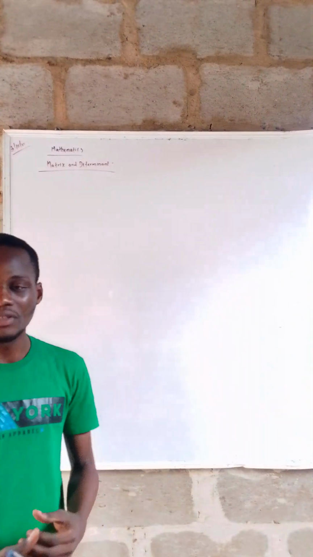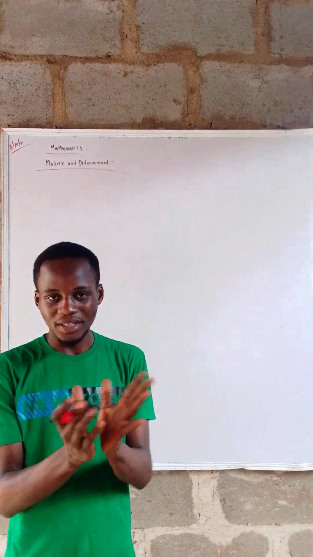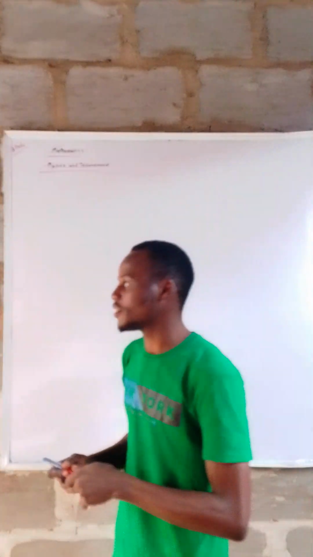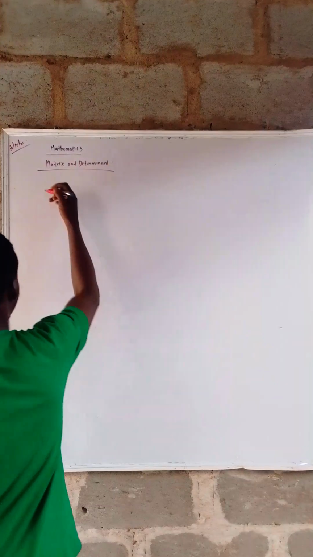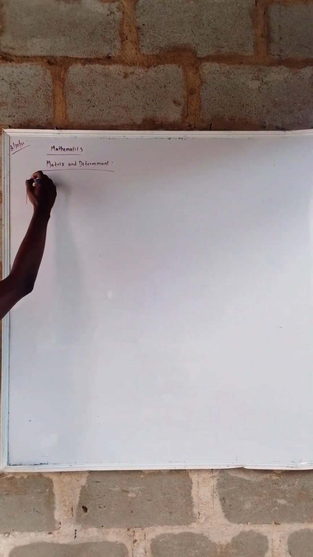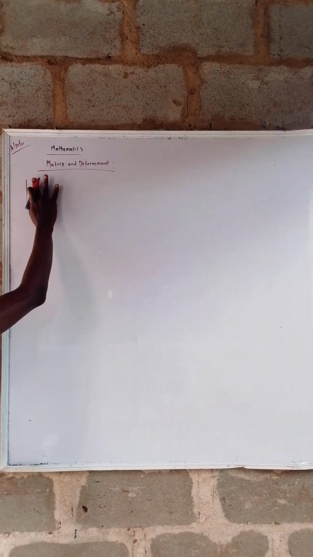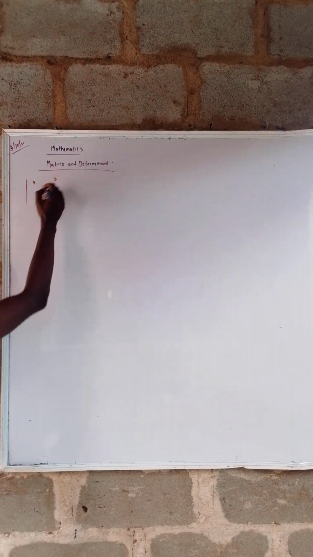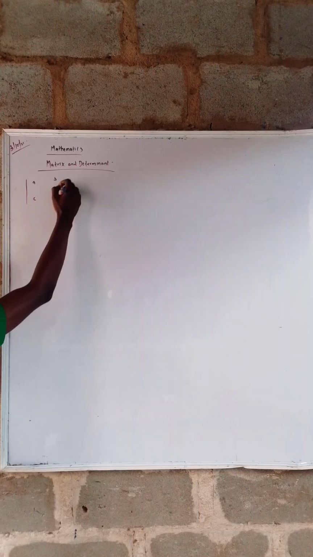So a matrix is a rectangular array of numbers. Now, in what sense? We can have something like this. Let's use letters first. Let's say we have A, we have B, we have C, and we have D.